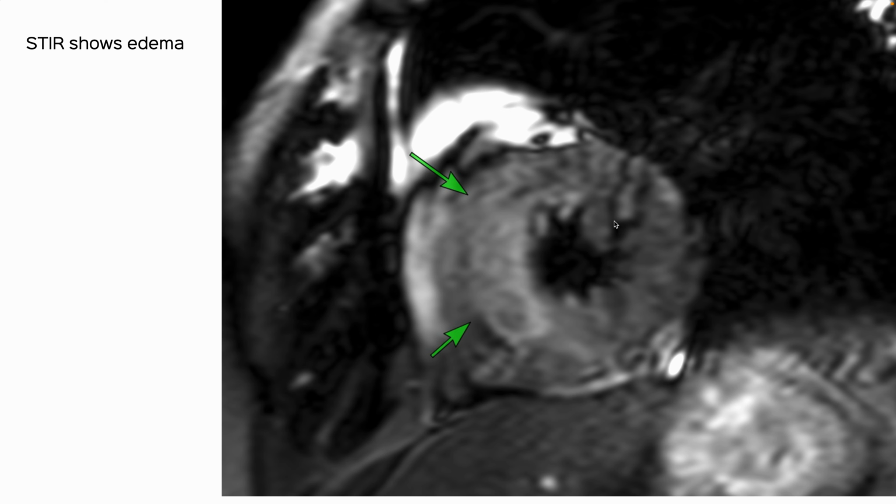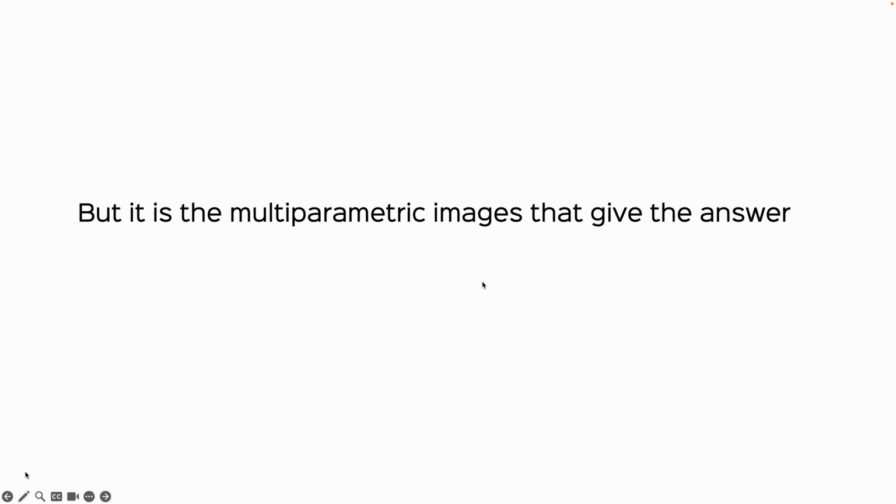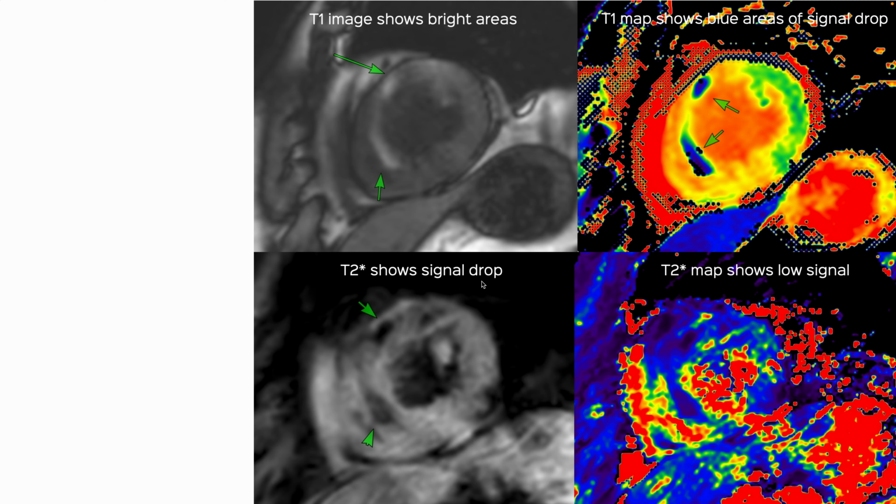The STIR showed edema, suggesting obviously that it is an acute infarct, but it is the multiparametric images that were just amazing. And you can see that here. The T1 image shows bright areas here, and you can see the signal drop on the T1 map. The T2 star shows these low signal areas. These therefore represent hemoglobin, hemosiderin, and the T2 star map shows low signal.